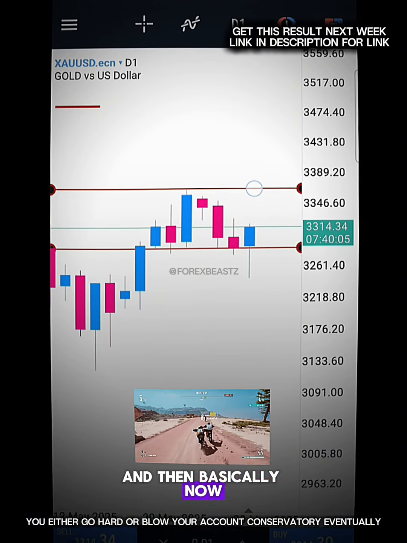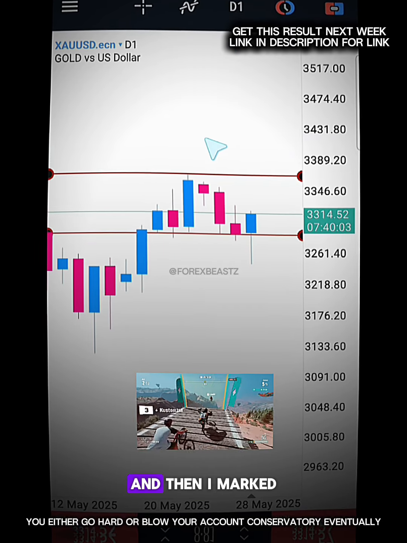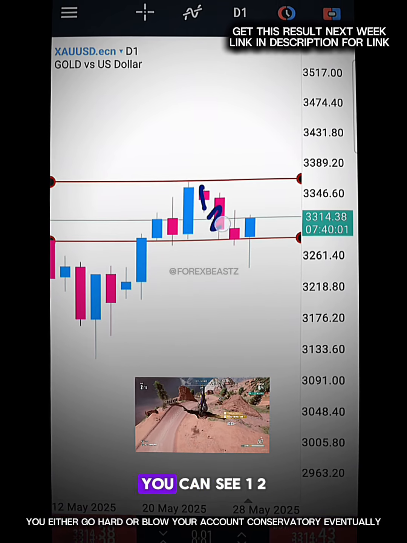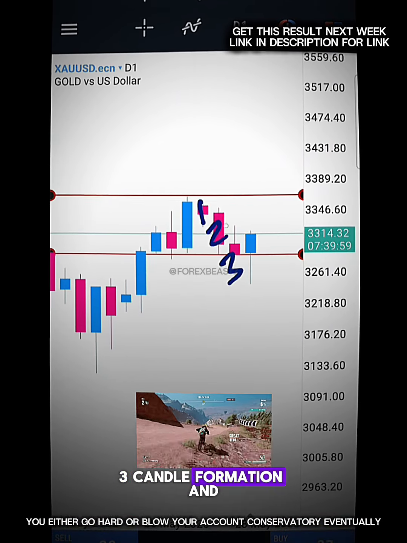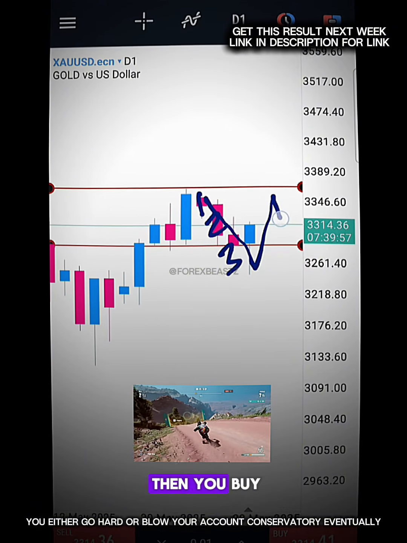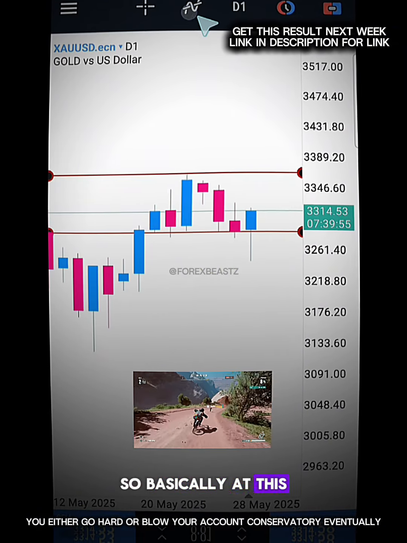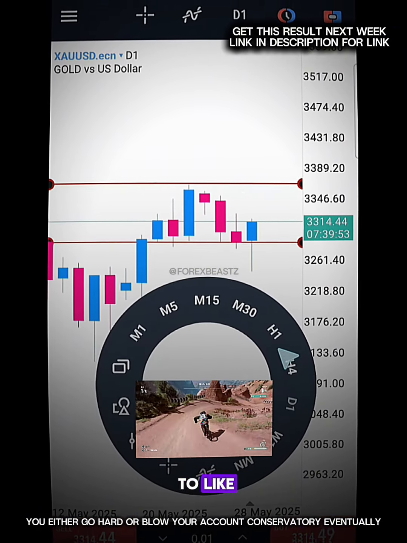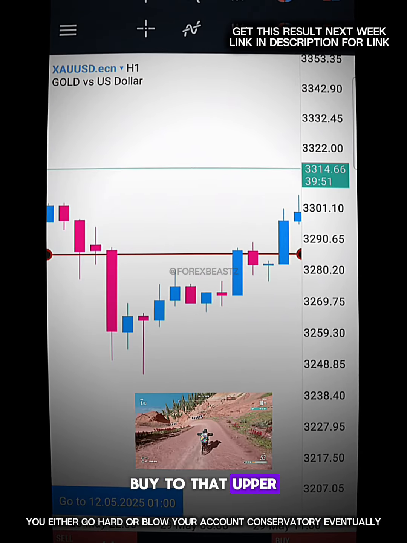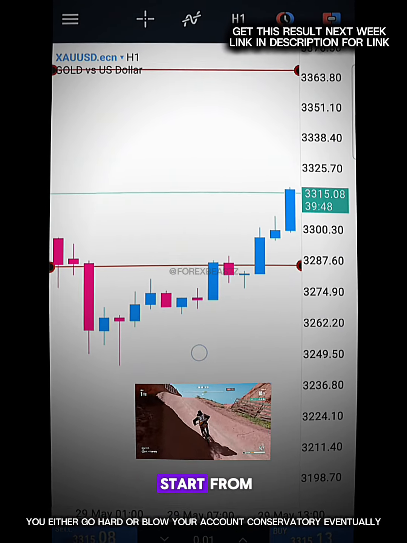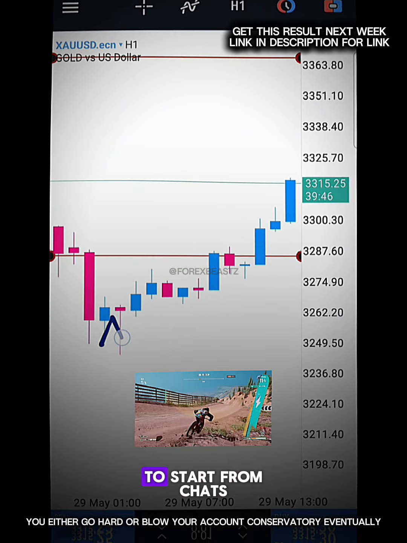And then basically now I went back to gold, and then I marked my range again. You can see a 1 2 3 candle formation, and then a buy. So basically at this point in time, I was expecting price to buy to that upper line there, but I don't know where I'm going to start from. Where do I want to start from?